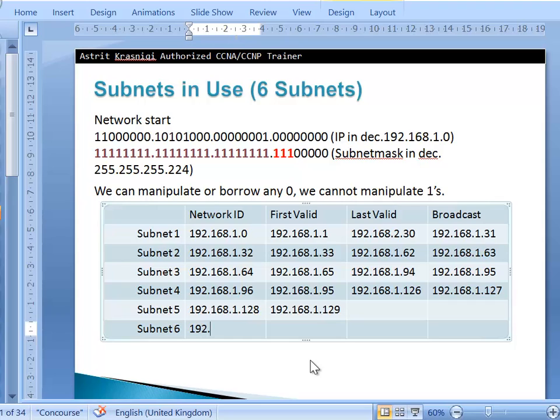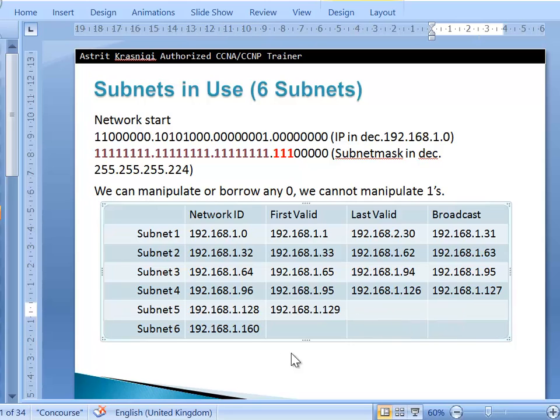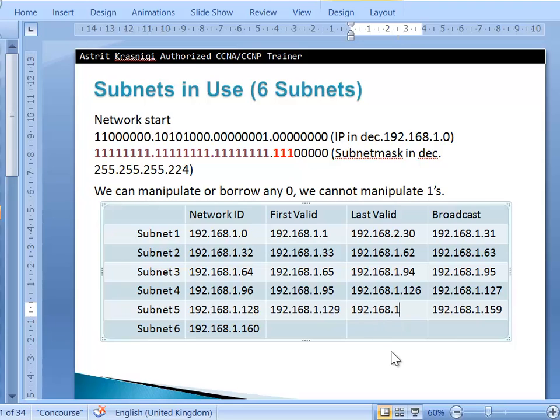Leave the 1st octet alone, 2nd octet alone, 3rd octet alone. The division is in the 4th octet, so we have to increment the 4th octet. So 128 plus 32 is 160. Now, subnet 5 broadcast address is subnet 6 network ID minus 1. So 192.168.1.159. Last valid address is 192.168.1.158, the broadcast minus 1.